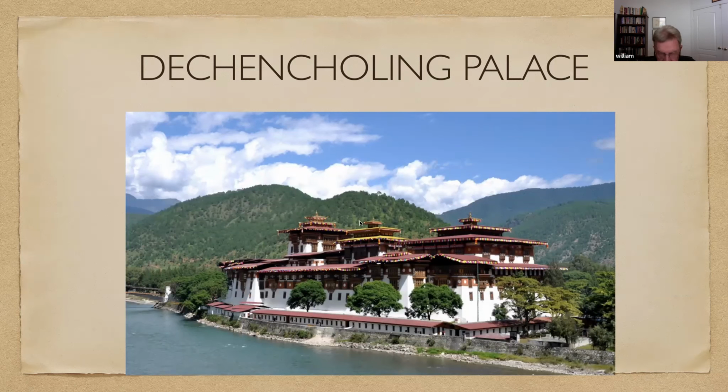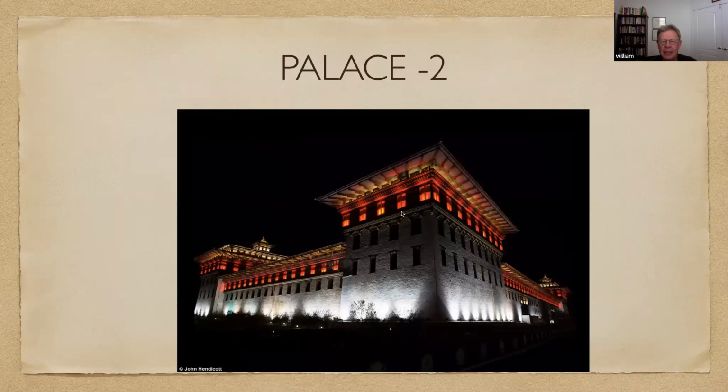The royal family is here, and it's got what is called traditional Bhutanese architecture, very similar to Nepalese architecture, if you look especially at the roofs. And we'll be dealing with that architecture in much more detail next week when we go to Tibet. Here's a view of the palace at night.